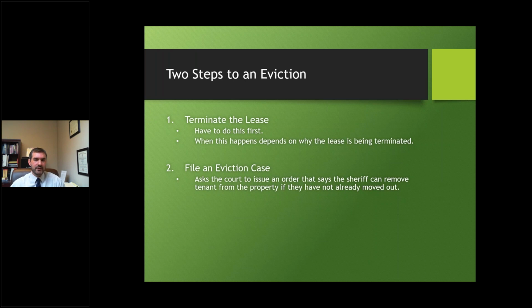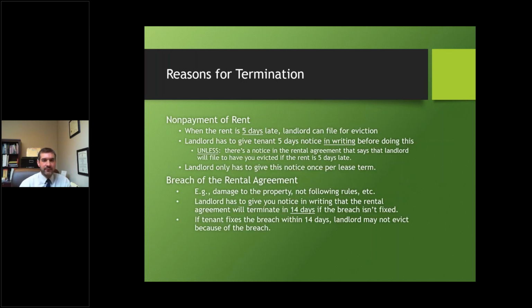If the tenant loses, the magistrate will issue what's called a writ of ejectment, and the tenant can be forced to move out, and the sheriff can physically displace them and put the property outside if that doesn't happen. So, to get into a little more detail on non-payment of rent, we talked about how the landlord has to give 5 days written notice unless it's written into the lease, and it has to be given once per lease term. For breach of the rental agreement, the landlord often has to give a 14-day notice that the lease will terminate.